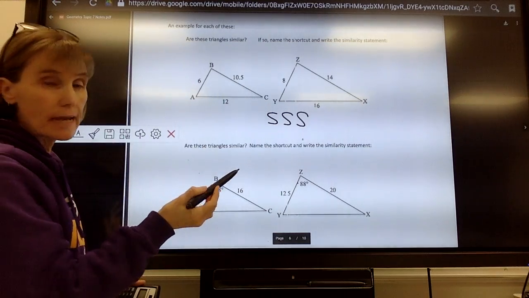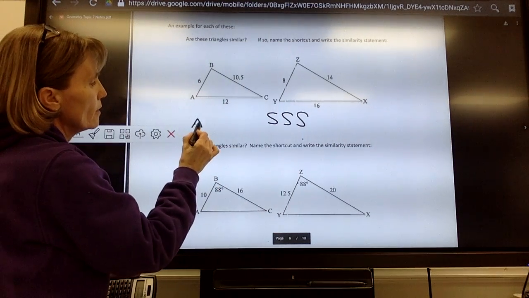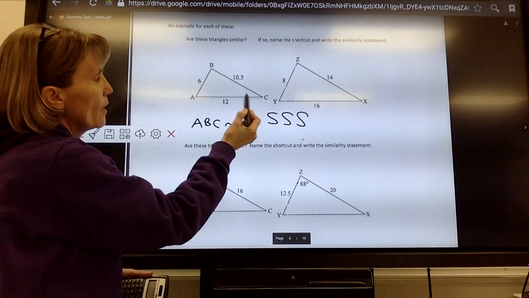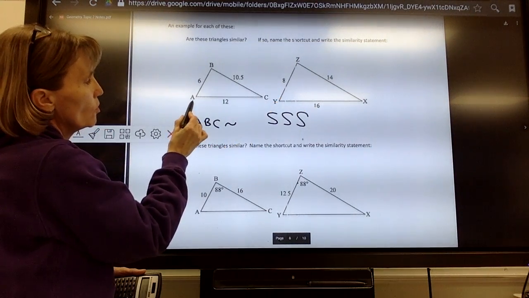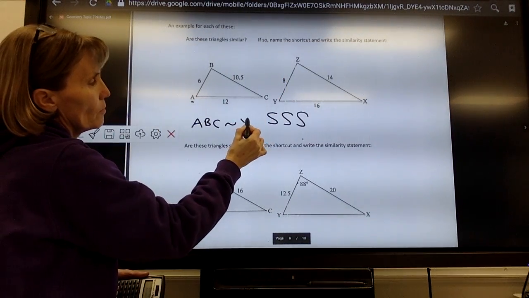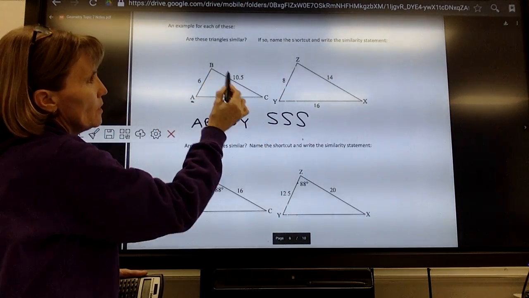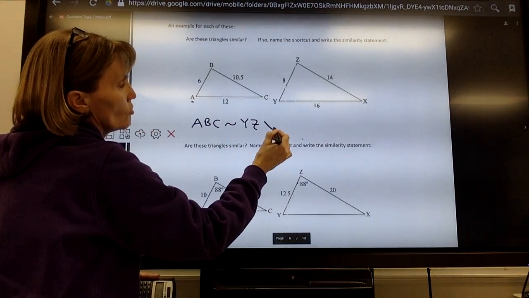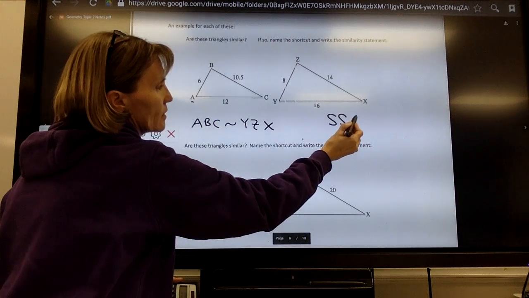My similarity statement would be triangle A, B, C is similar, remember that symbol for similar, to... And how do we name the second triangle? Well, which angle corresponds to A? I began with A, so which angle over here? I would begin with Y. I went up to B, so then I'd go to Z, and then I'd go to X. And my reason would be side, side, side.